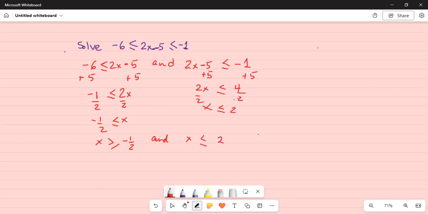So in interval notation, this will be minus half, this is a closed bracket, comma, because it is greater, it starts from minus half and it stops at 2. So this is the solution.